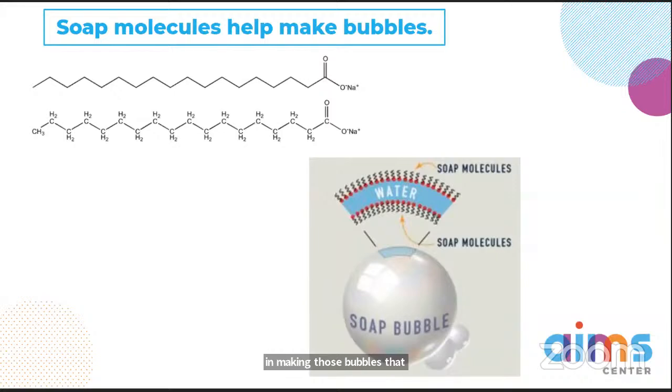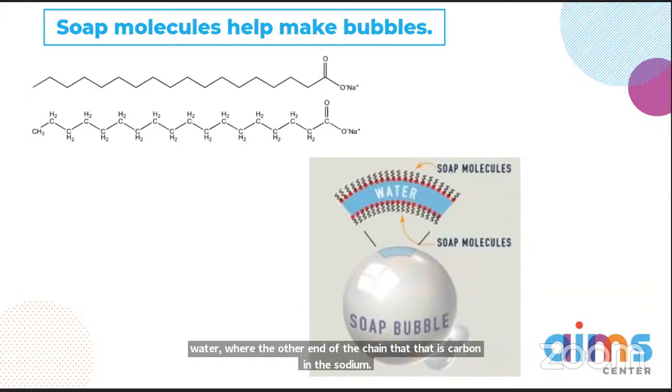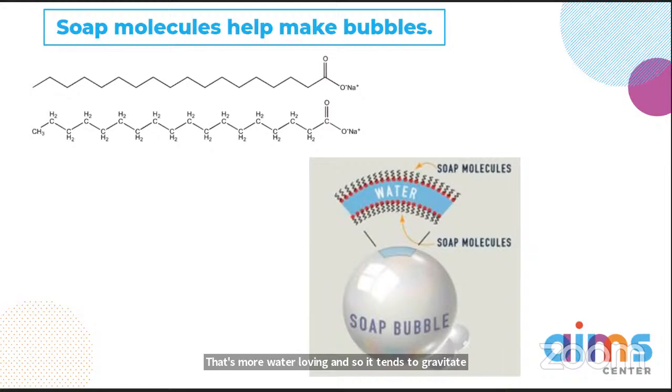That end of the chain is very hydrophobic. It doesn't like to be in water, whereas the other end of the chain, that is carbon and the sodium, is more water loving. And so it tends to gravitate towards the water. What happens is in the wall of a bubble, you have a sandwich. You have two layers of soap with a layer of water in between. They trap that layer of water and hold it. And those soap molecules have a tension with each other, and they form this three-dimensional spherical shape that allows that bubble to exist.